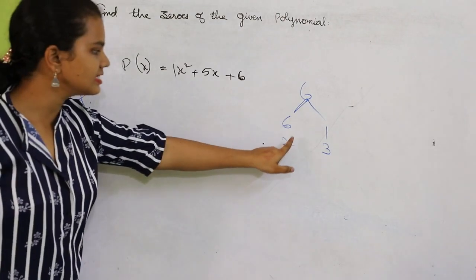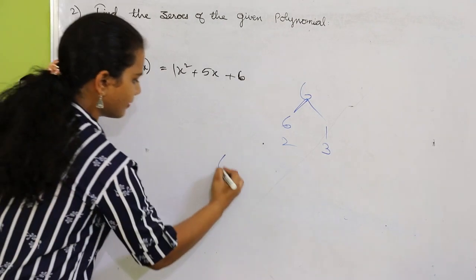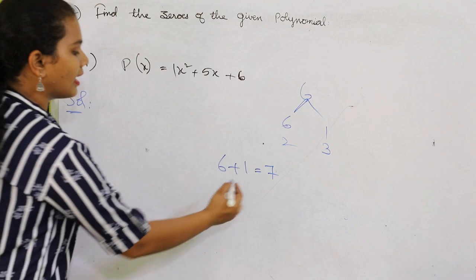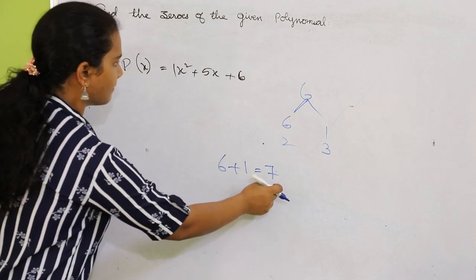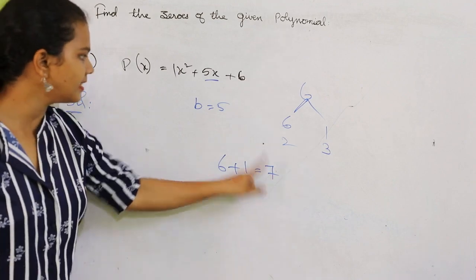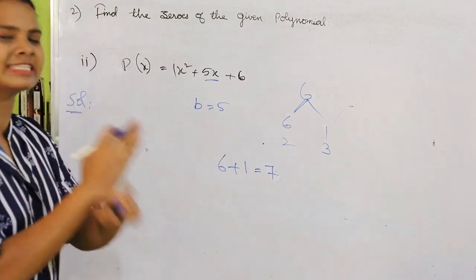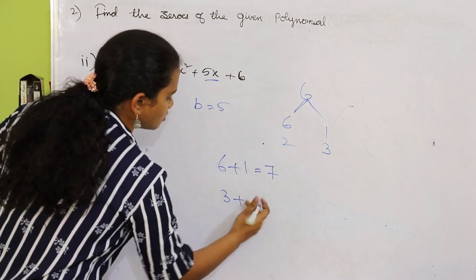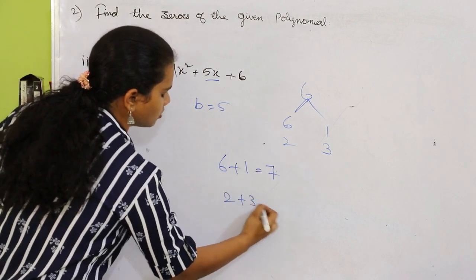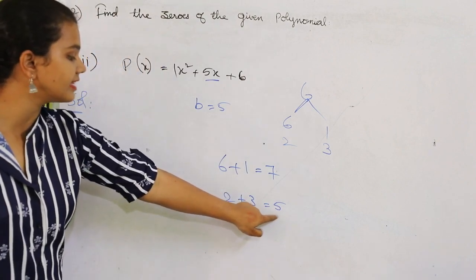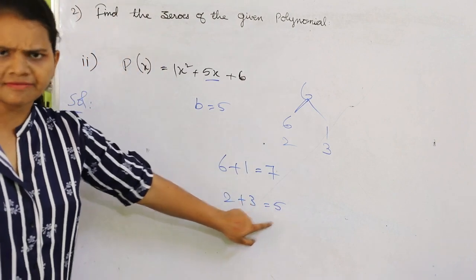Now what happens here is, guys, if I add 6 plus 1, what you do? See, 6 plus 1 equals 7. But here the b value is what? B equals 5. Is this resulting in the b value? No, it's not. Let me go for the next one. 2 plus 3 or 3 plus 2. So let me go with 2 plus 3. So 2 plus 3 equals what? 5. So here I am getting the value 5.